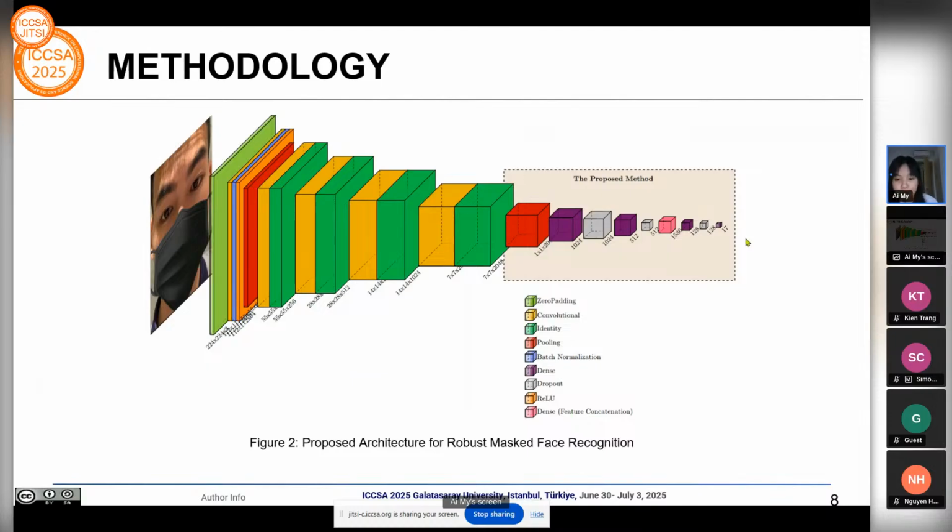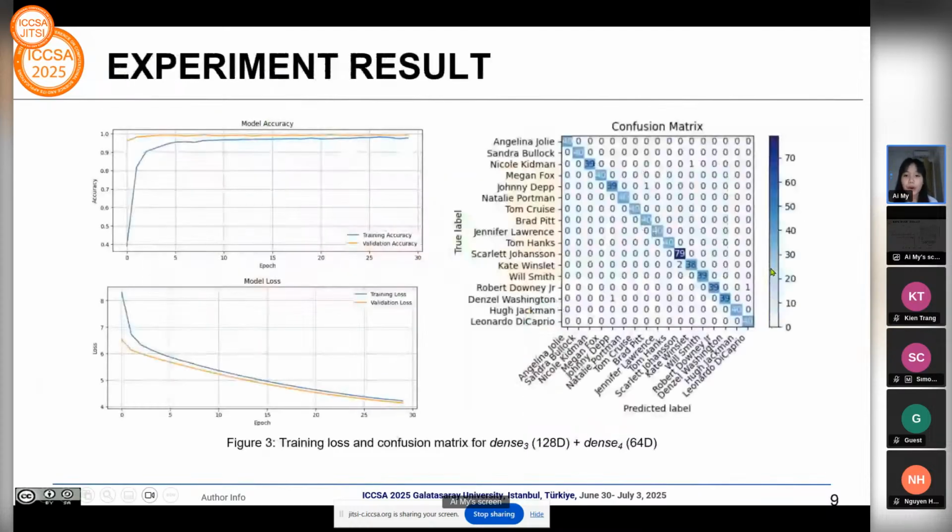In our experiments, we tested five configurations: no concatenation as the baseline, shallow middle fusion, shallow deep fusion, full hierarchy fusion, and the last is concatenation. We found that the best performing combination was concatenation of dense 4 and dense 5, which gave us 99.47% accuracy. Here we saw shallow middle fusion, dense 3 and dense 4.